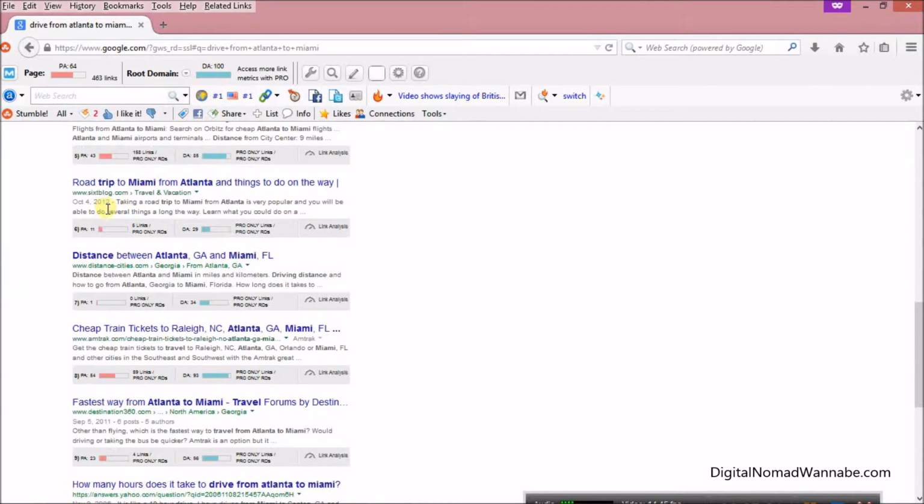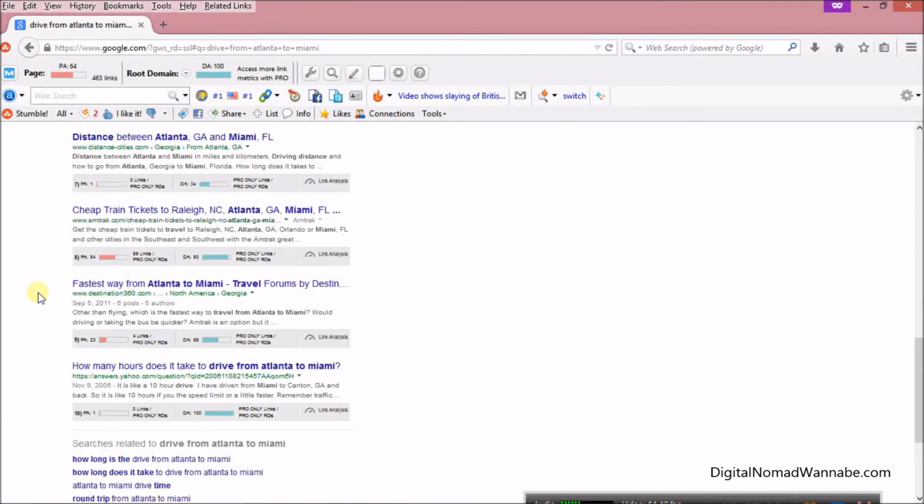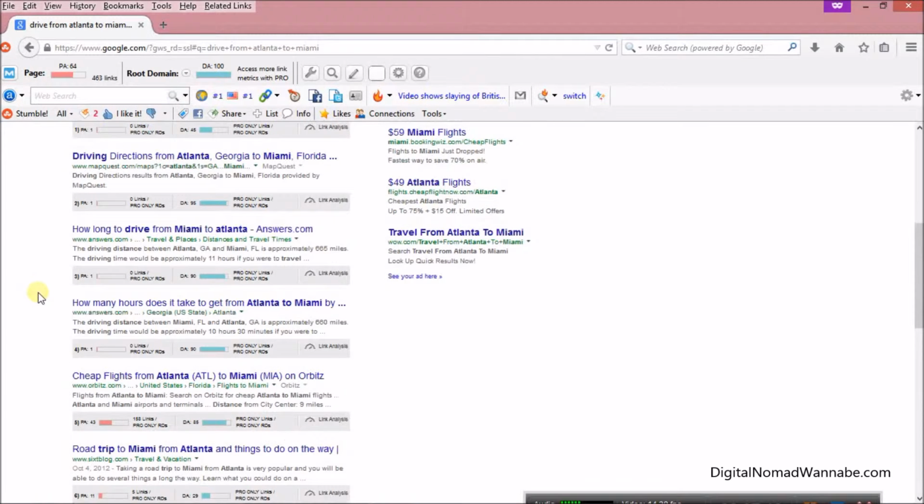You know, this one's on the right topic, but it's road trip, so it's not matching. The more I look down, the more that seems okay to me. There's a lot there that I think I'd be able to beat.